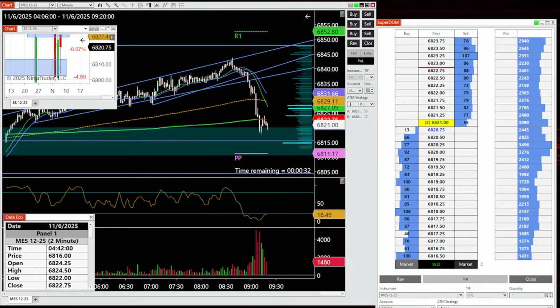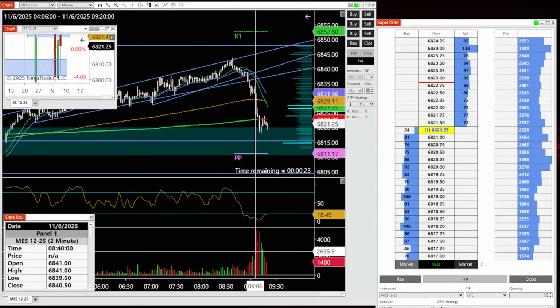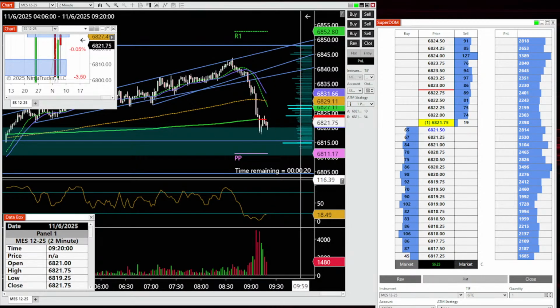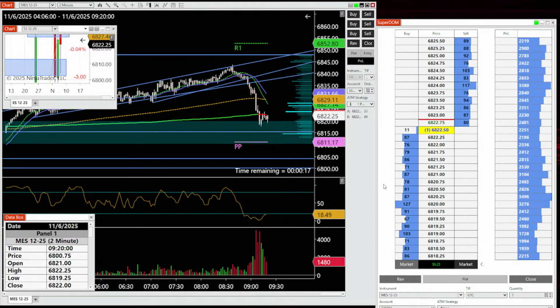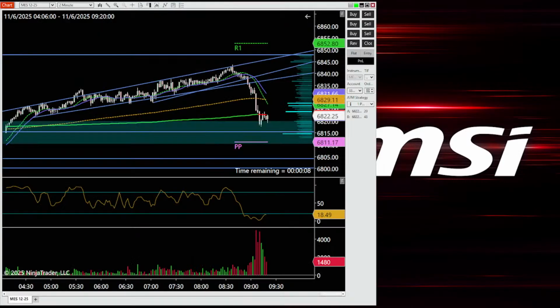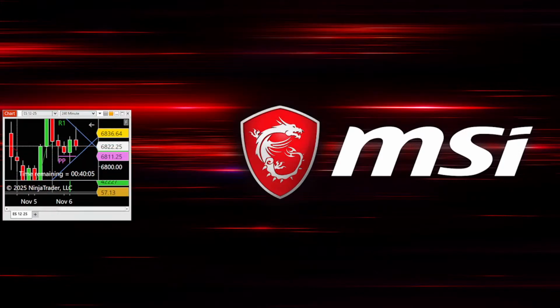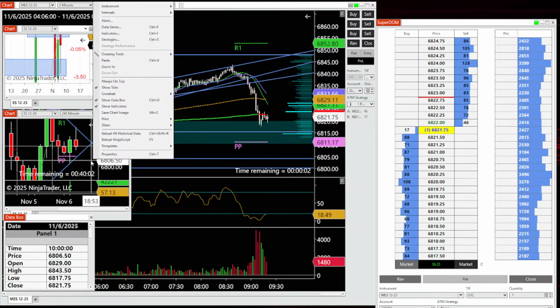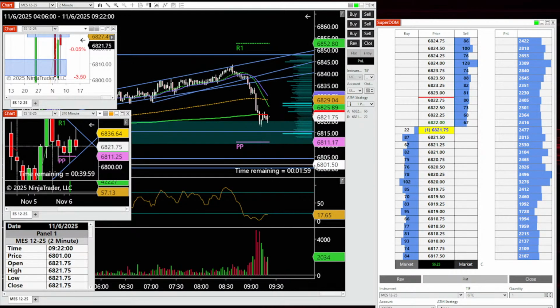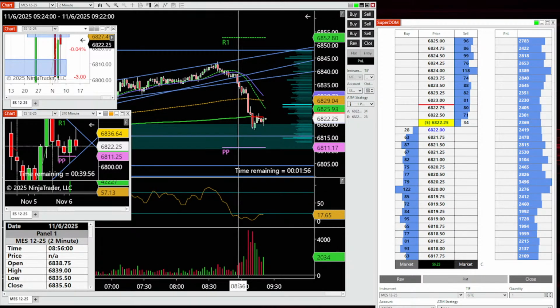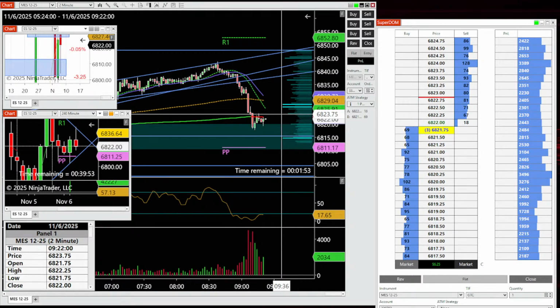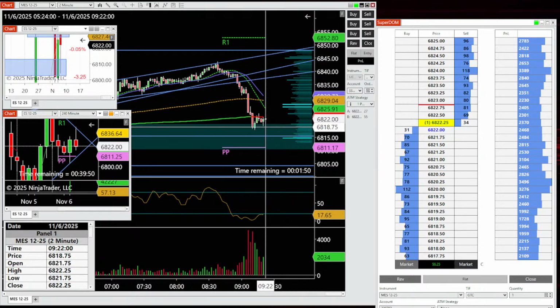Market will be opening up in about 10 minutes or so. Where's my 4-hour chart at? There we go. Now I gotta put this always on top so it's stated. Do we got a little double bottom, or we just got another pennant?